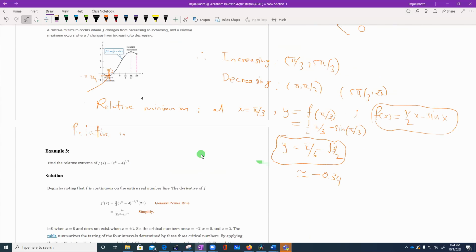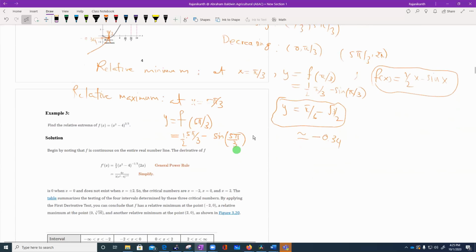Remember, you have to find that value. So the relative maximum is at x equals 5 pi over 3. What is that value? The value is y, which is f of 5 pi over 3. Again, take the function and plug in 5 pi over 3. So you will get half times 5 pi over 3 minus sine 5 pi over 3.